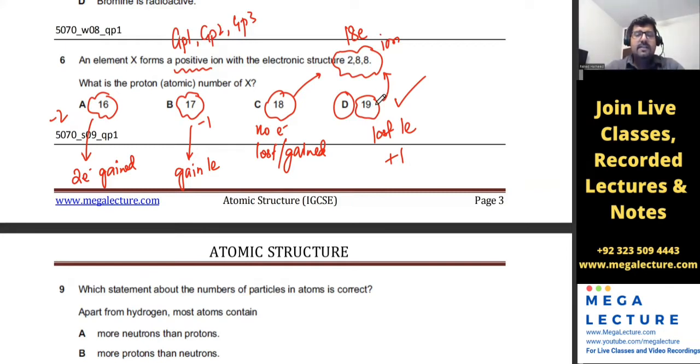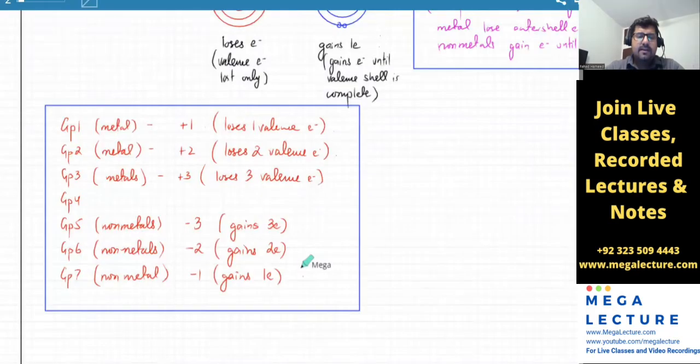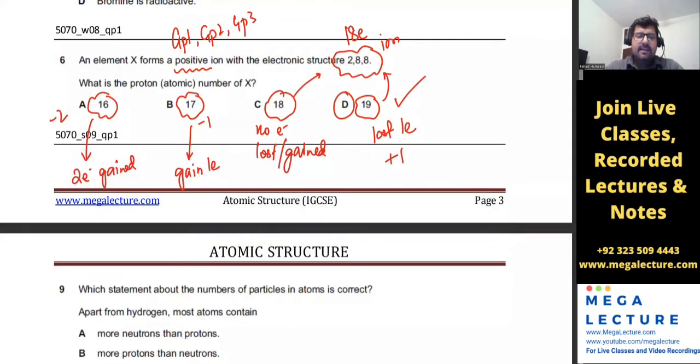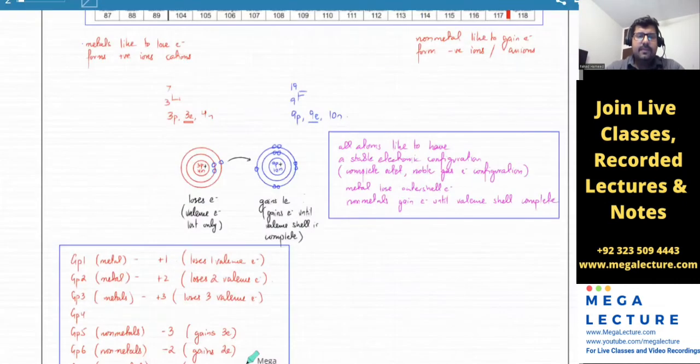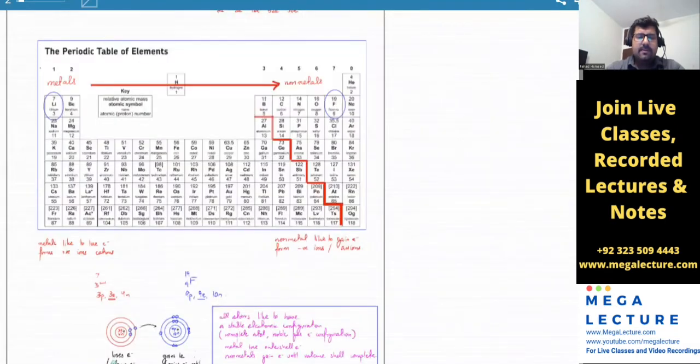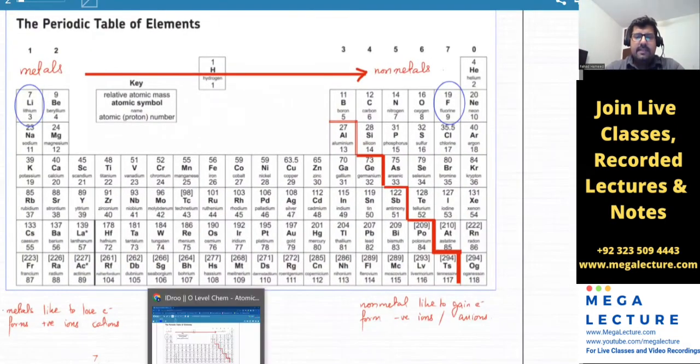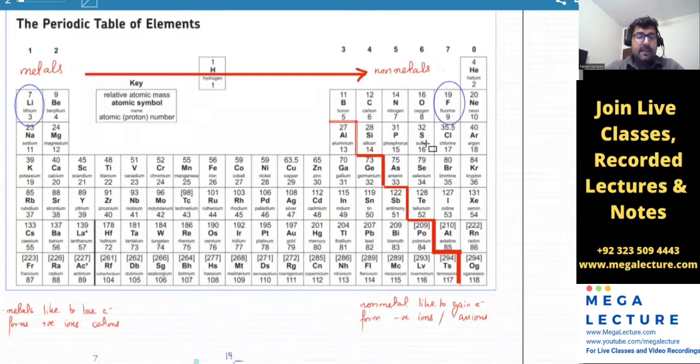Or you could have answered this the other way around as well. You could have opened the periodic table. So who forms a positive ion? You had 16, 17, 18, and 19. 16 is sulfur, so it's going to form a negative ion. 17 is chlorine, it's going to form a negative ion. 18 is argon, it's never going to form an ion. 19 is potassium, that's the one that's going to form a positive ion. Is that clear?